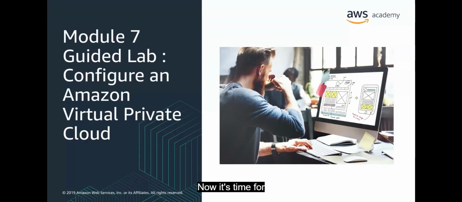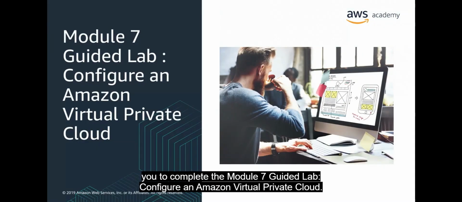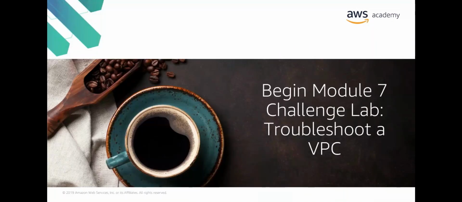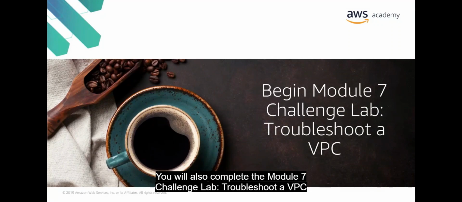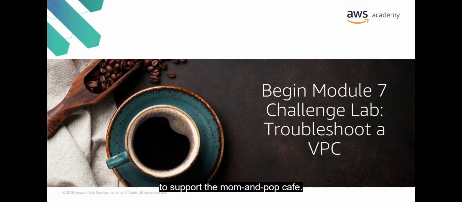Now it's time for you to complete the Module 7 Guided Lab, Configure an Amazon Virtual Private Cloud. You will also complete the Module 7 Challenge Lab, Troubleshoot a VPC to support the Mom and Pop Cafe.